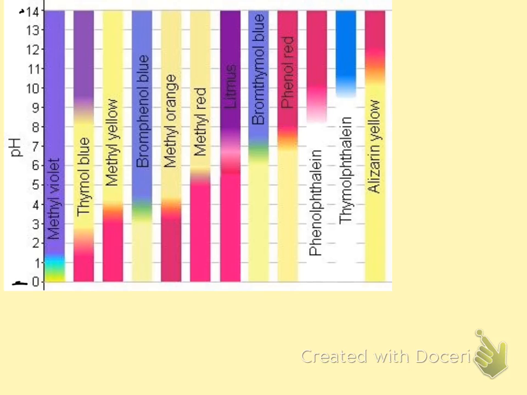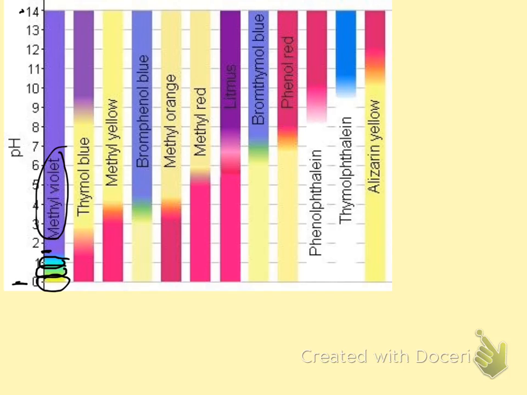Okay, so if we look at the first one, methyl violet. At anything above about 1.5, methyl violet is violet. But if we look at very low pHs, at 0 pH, methyl violet is yellow. At 0.5 pH, methyl violet is a nice green. As we climb up to 1, it's sort of a bright green blue.